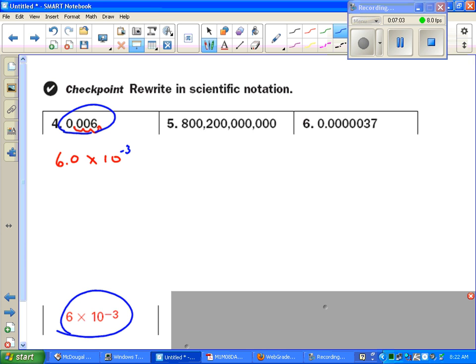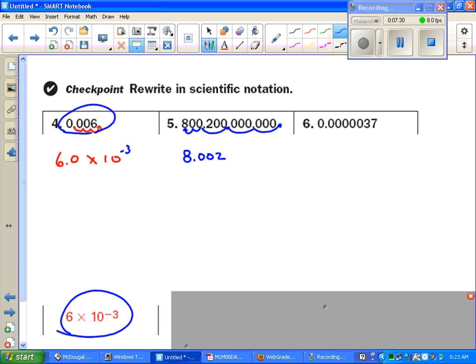Number 5 is a great big number. We still need a number between 1 and 10. So our decimal starts here. We need to move it over 3 times, 6 times. If we move it to here to the 9th time, notice we're going to get the number 800.2. We can't do that. We have to keep going. So that's 9, 10, 11 times. Now we have the number 8.002. You can't leave that off.